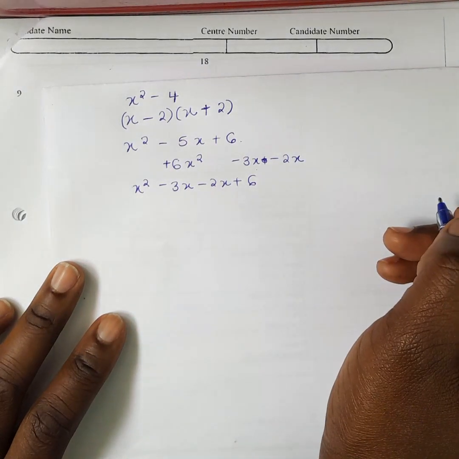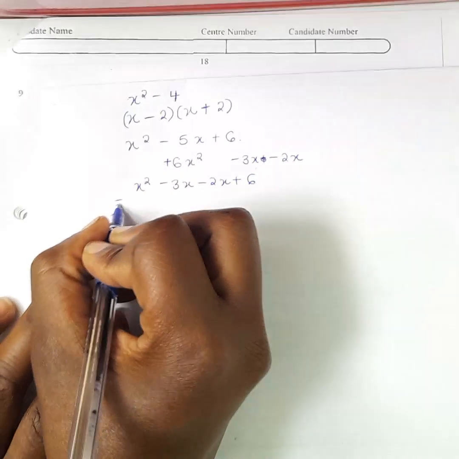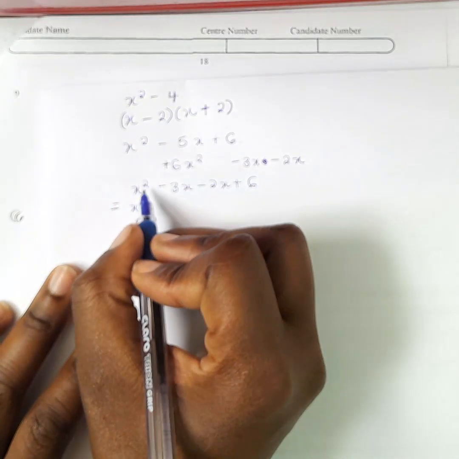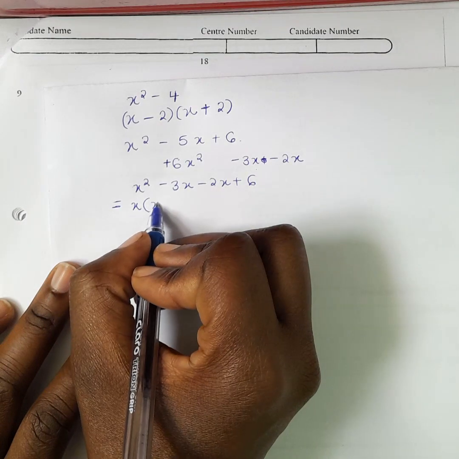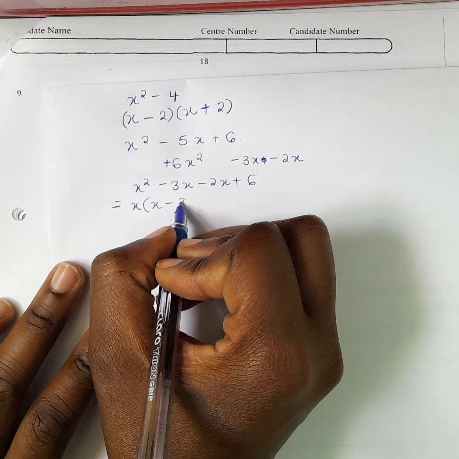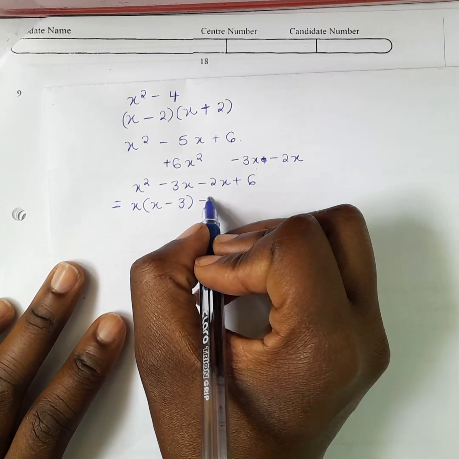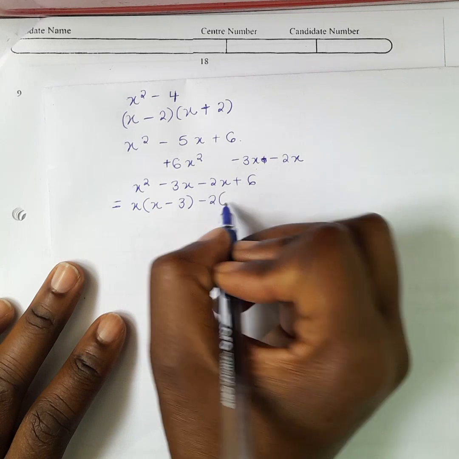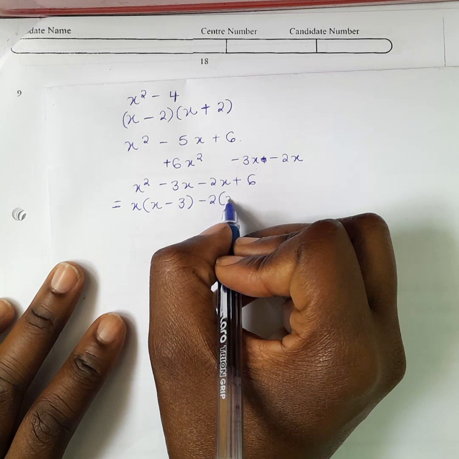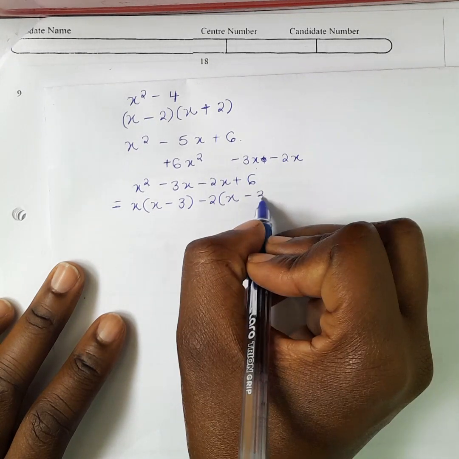And then we factorize in groups. For the first 2 terms, the highest common factor is x. We factor it out. And then we say x squared divided by x, we get x. Minus 3x divided by x, we get minus 3. And for these two terms, the highest common factor is minus 2. We factor it out. Minus 2x divided by minus 2, we get positive x. 6 divided by minus 2, we get minus 3.